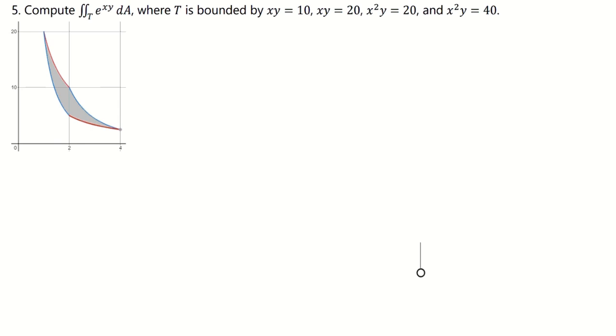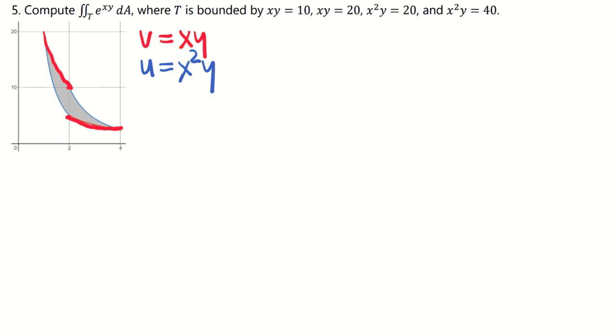Double integral over region T of e to the xy dA, where T is bounded by xy equals 10 and xy equals 20. I'll show you that it looks like the red curves here are xy equals 10 and xy equals 20, just thinking about these points right here where x equals 2. Okay, I'm going to let v be xy, and I'm going to have u equals x squared y.